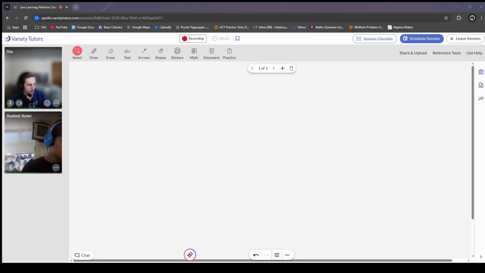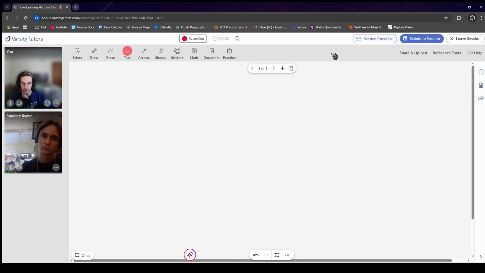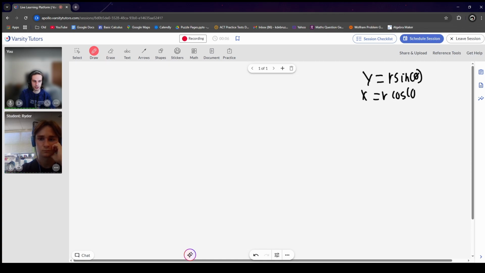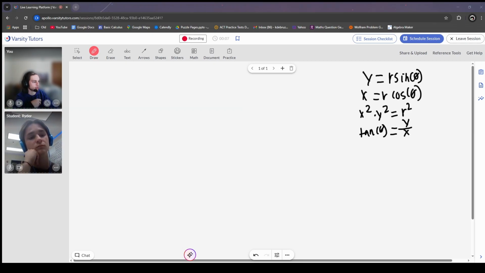Let's see. I'm trying to remember what we talked about. I think we talked about the basic equations that we use to convert. So we have y equals r sine of theta, x equals r cosine of theta, x squared plus y squared equals r squared, and tangent of theta equals y over x. Do you remember how converting between rectangular and polar felt, or would you like to do some more practice with that? I think I want to do more, just because I don't remember any of it right now.